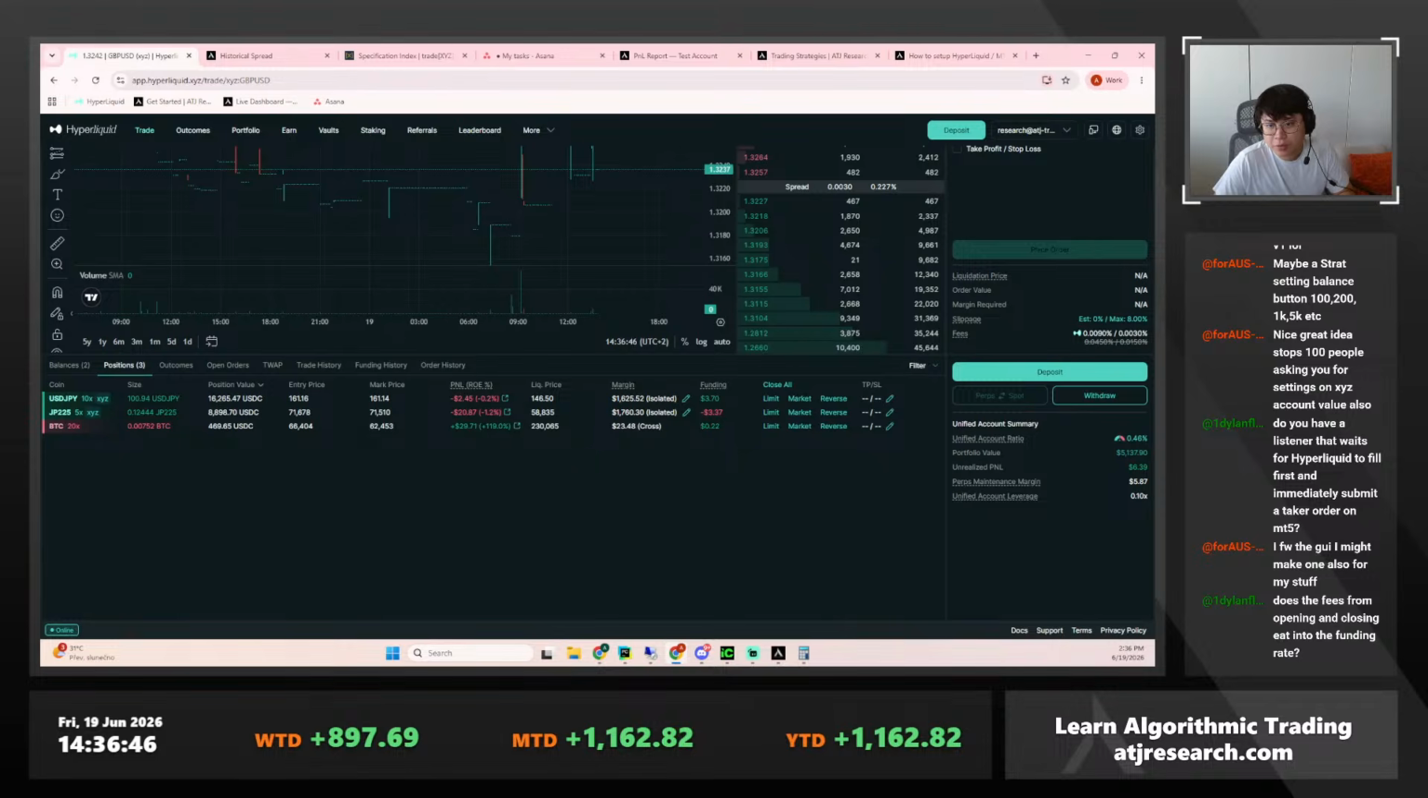Does the fee from opening and closing eat into the funding rate?